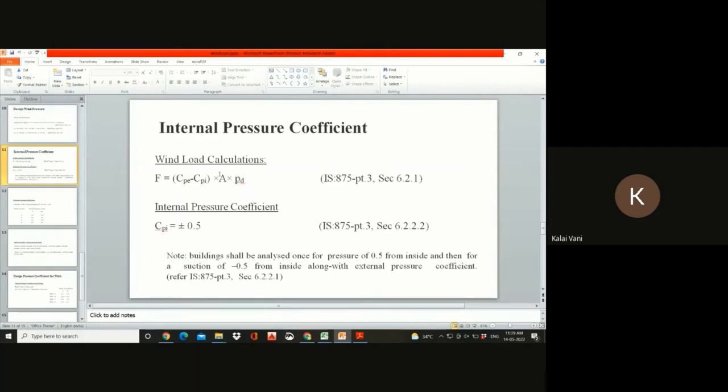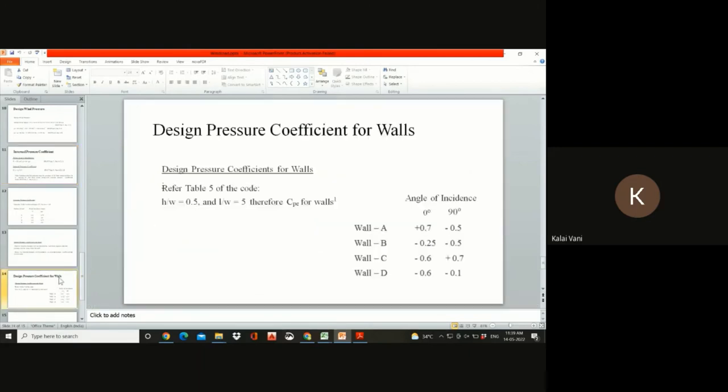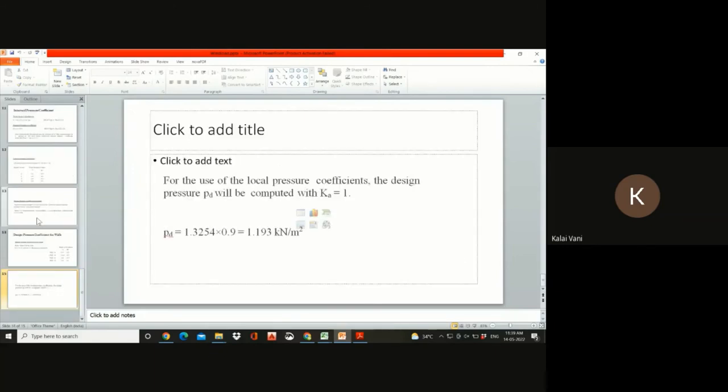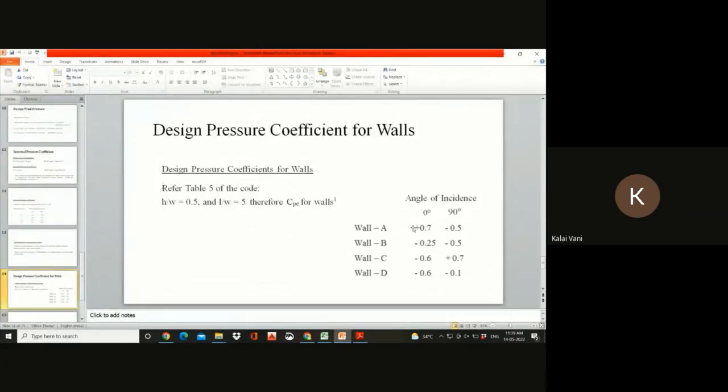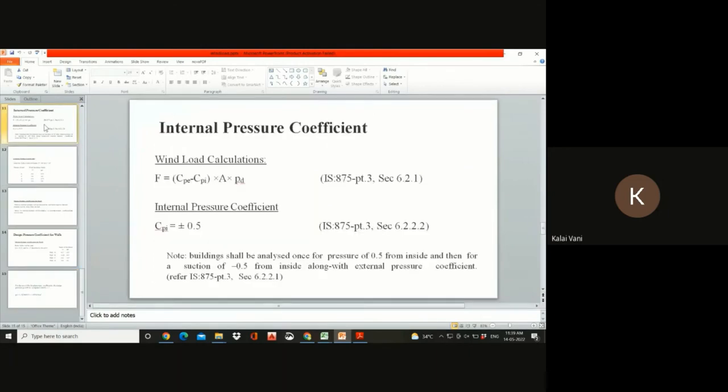So this 1.193 into area of your building into CPE minus CPI. So CPE for walls, your CPE is minus 1.25 that you have to consider. CPI, we are having two values, plus or minus 0.5. Yes, so CPE is minus 1.25. CPI, we are having two values, plus or minus 0.15. So, you have to employ this equation here. A is the area of the building and PD we have calculated. So, you'll be getting two forces, F1 and F2. Two values you will be getting, of which the maximum value you have to consider for your equation.